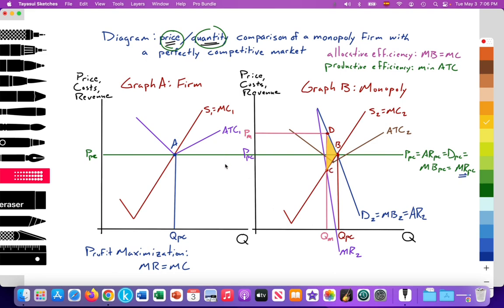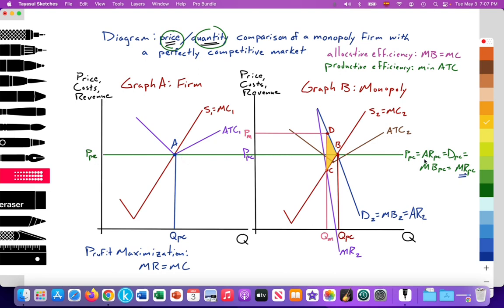So let's go ahead and analyze this. So graph A illustrates the individual firm of perfect competition, and graph B illustrates the individual monopoly. We're measuring on both models, price, cost, revenue on the y-axis and the quantity of output on the x-axis. For the individual firm, we have a perfectly elastic price that's established by the industry for the perfectly competitive market structure. That price is price for perfect competition, price PC.